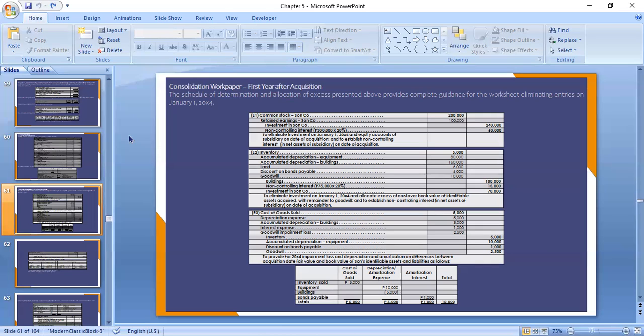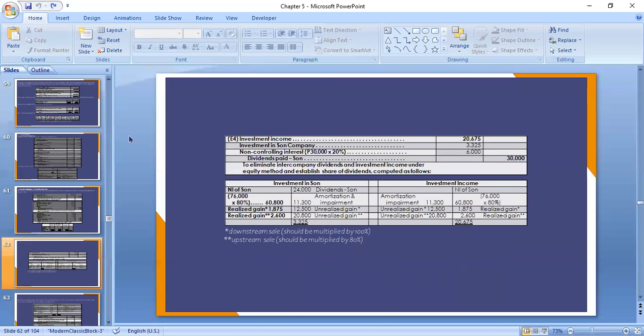equipment, and credit to discount on bonds payable, and credit to goodwill to provide for 20x4 impairment loss and depreciation and amortization on differences between acquisition date fair value and book value of Sun's identifiable assets and liabilities as follows. So we have now the net income of Sun and the realized gain, and now we have the debits and the credits to the investment account, and we have the debits and credits to the investment income account. Now take note of this for your guide.